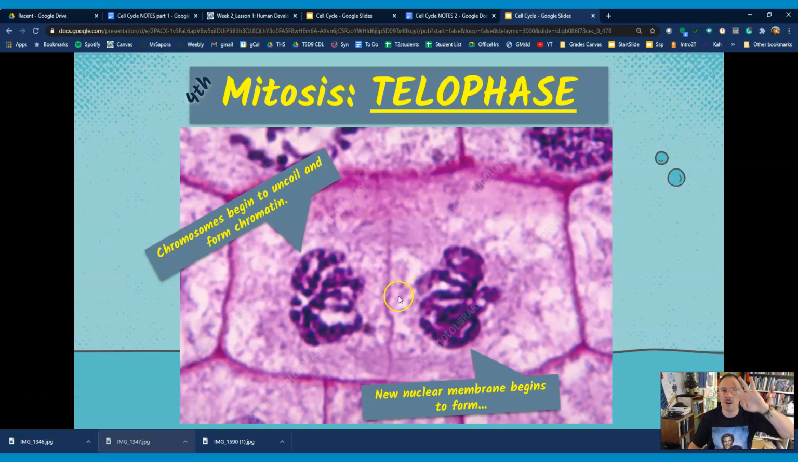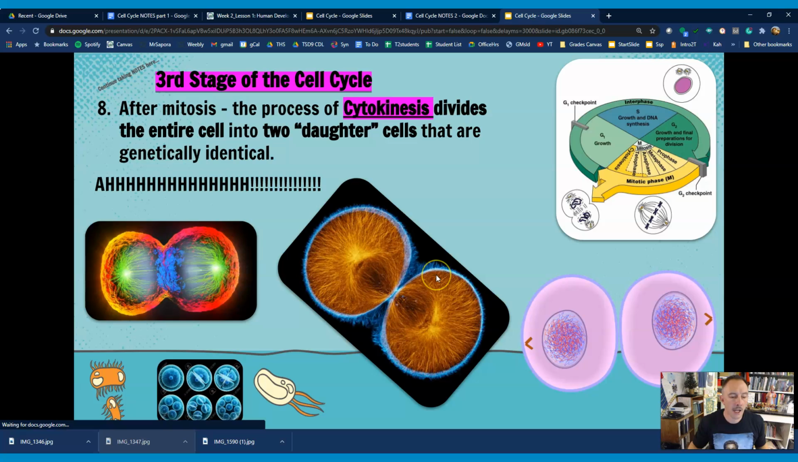So mitosis has four phases. PMAT: prophase, right here. Metaphase, right down the middle. Anaphase, where everything starts to spread apart. And then lastly, telophase, out here, because you've got two different sides. Okay, so once again, prophase, metaphase down the middle, anaphase, telophase. Two sides.